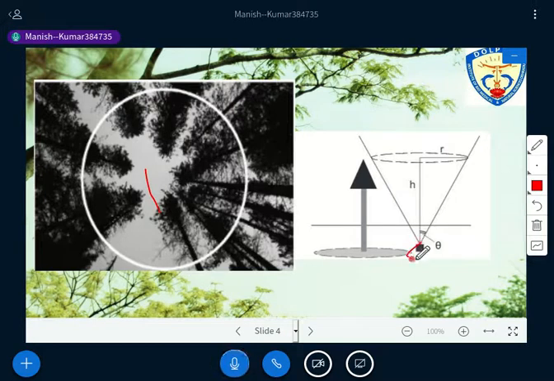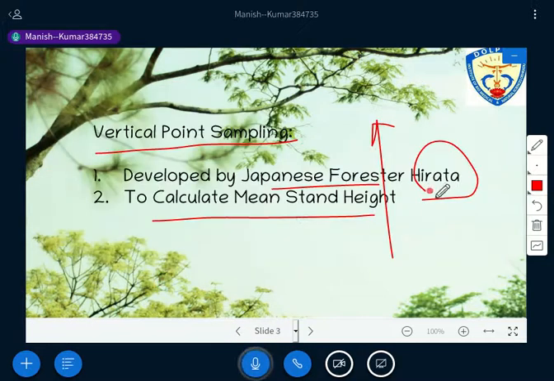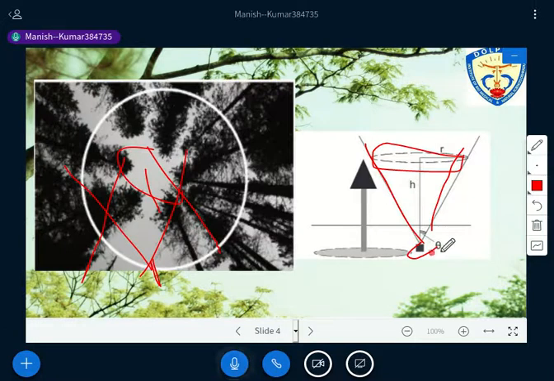This is one random point, so a conical shape will be there, because from the random point lots of trees will be there. For example, this will be conical, this is for sample points. Obviously you just see, you are looking from here, so one cone has to be formed there. And if you're looking like that, again a cone has to be there. This is what we need to understand. It was developed by Hirata to calculate the mean stand height. Is it okay? The concept will be the same: we have one random point, and from here we have to look.